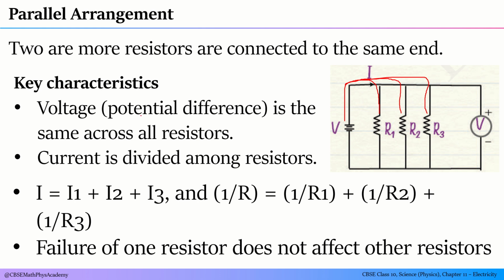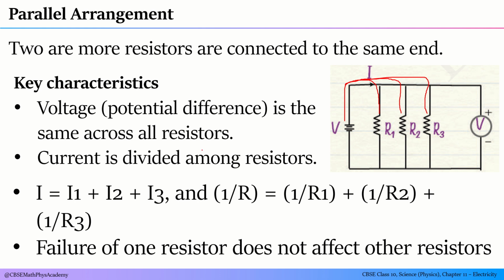See, the key characteristic is the voltage difference between all the resistors is same. Whether it is R1, R2 or R3, the potential difference or the voltage applied is the same across. And to measure the voltage, we have the voltmeter which is connected parallel. Remember in our chapter on voltmeter, we discussed that voltmeter is always connected parallel to the connection to which it is measured.